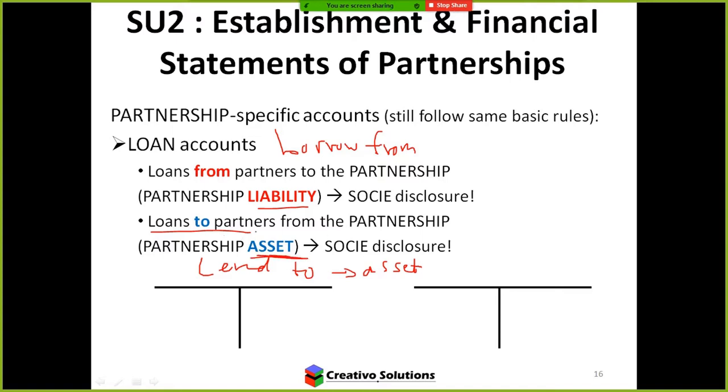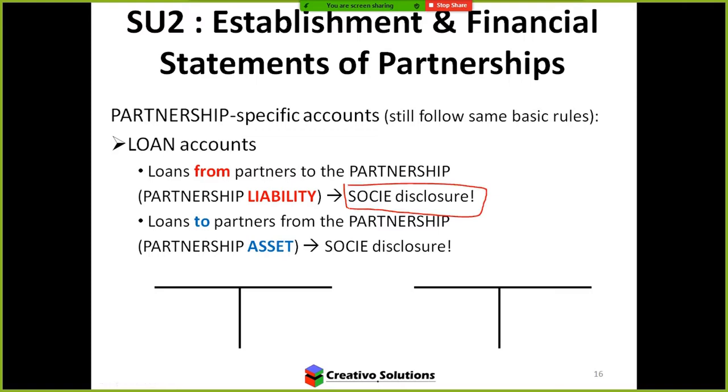You asked about the disclosure. How would you record it? There's the record keeping. Notice it's on the statement of changes in equity. That's where you disclose it.